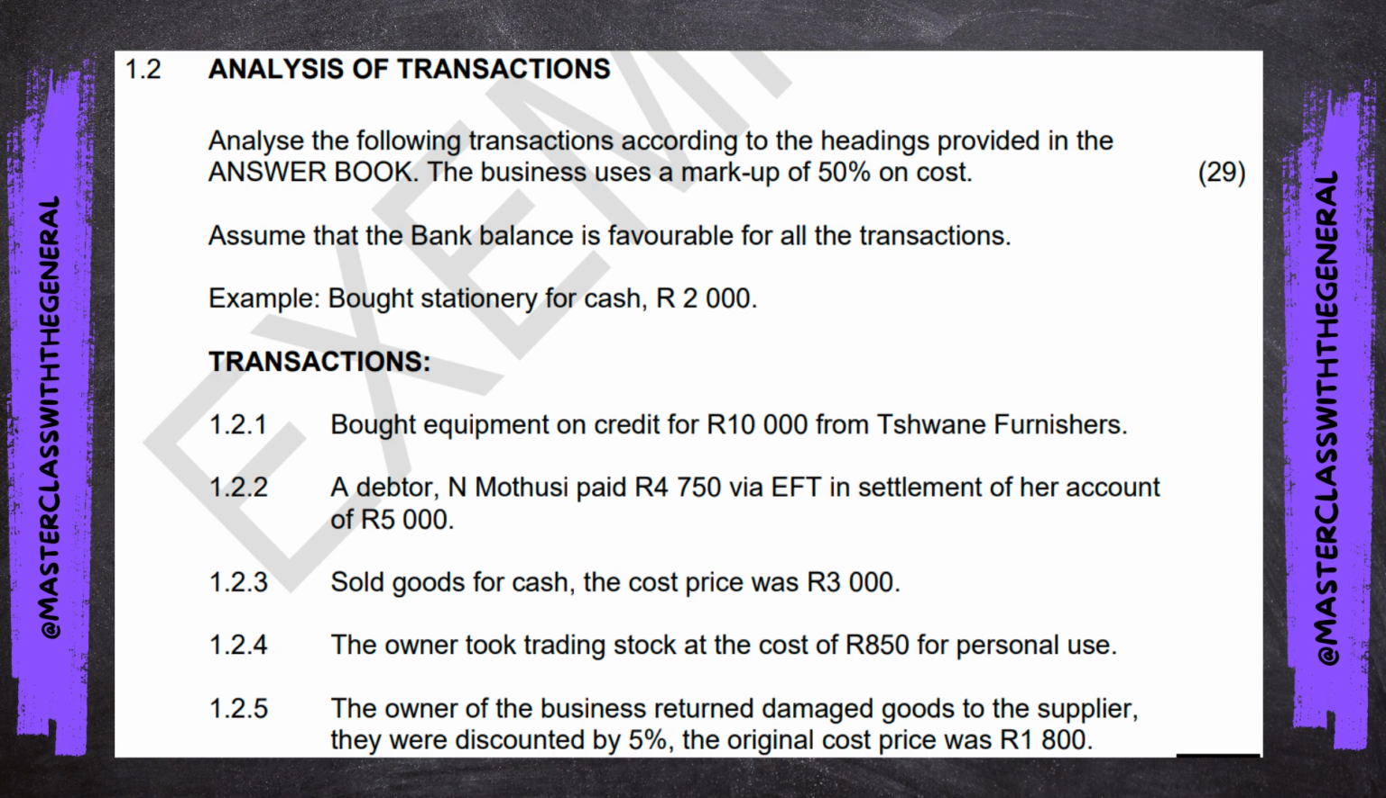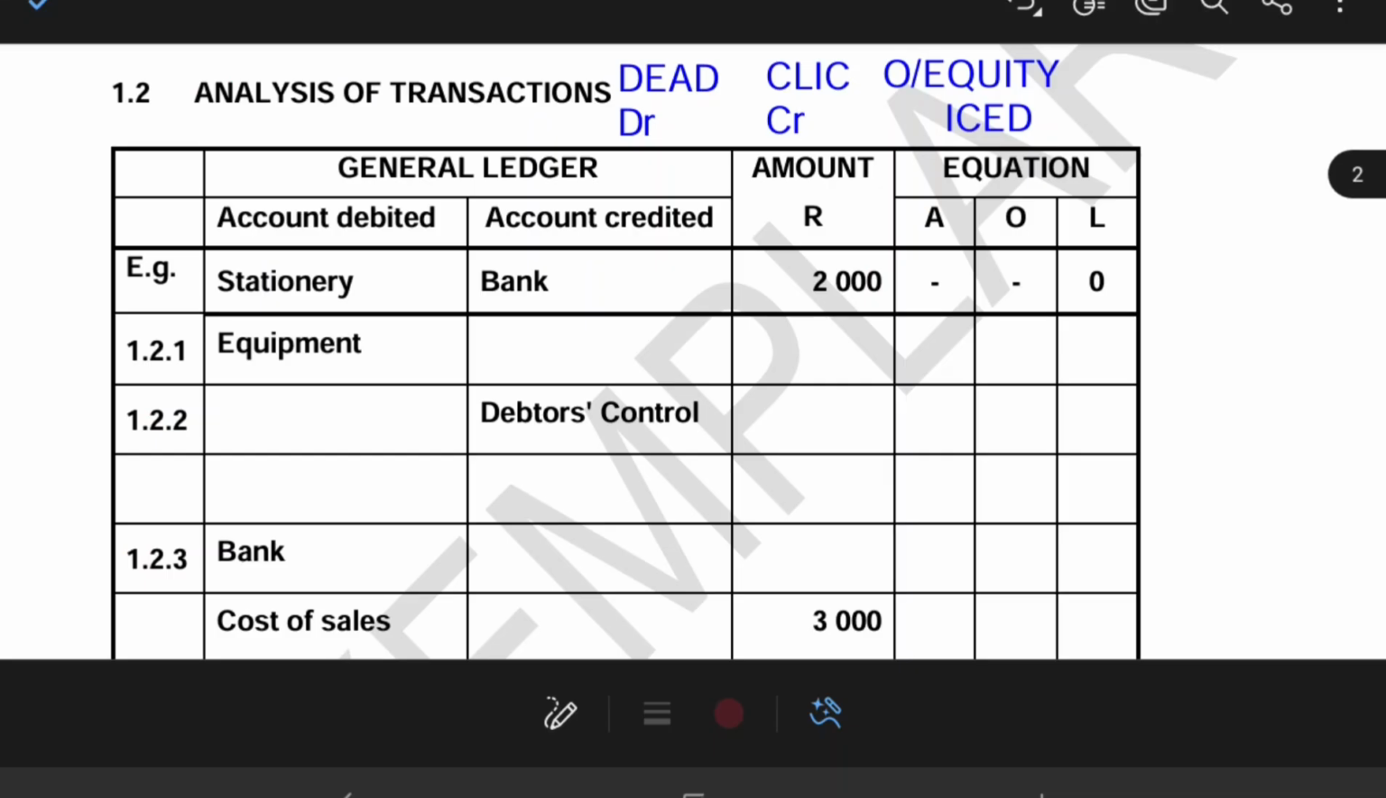Assume that the bank balance is favorable for all the transactions, and then they gave an example. So we've got 5 transactions there, and we're going to go into them right away. But before we do that, I want to explain there are things that I've written on our answer book here. The first one is I've written the word dead click. I hope you can see it right there.